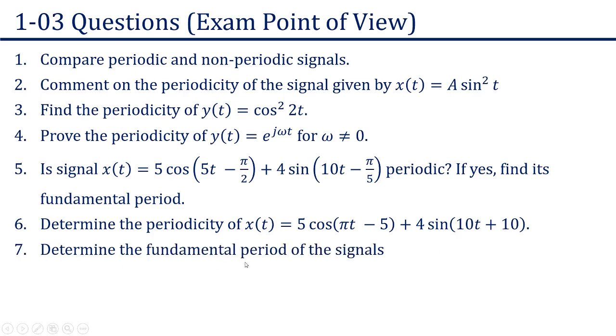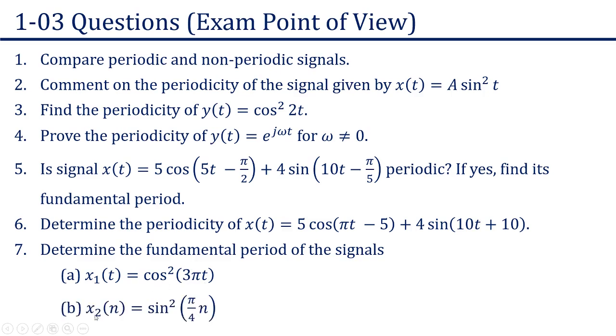7. Determine the fundamental time period of the following signals. First one is a continuous time signal, which is equal to cos square 3πt. The second one is a discrete time signal, which is given by sin square (π/4)n.